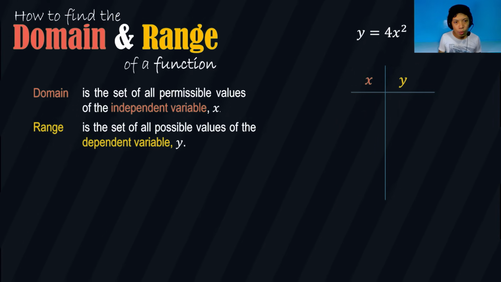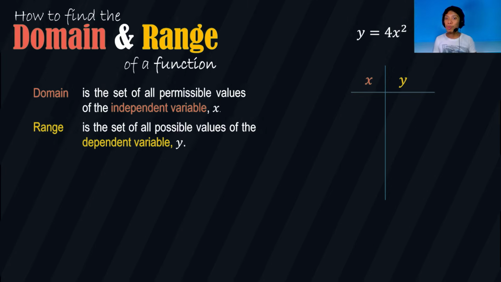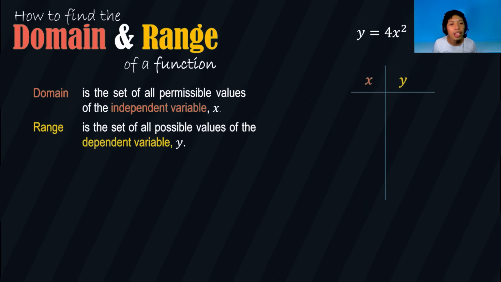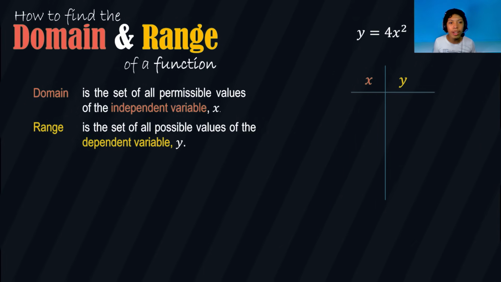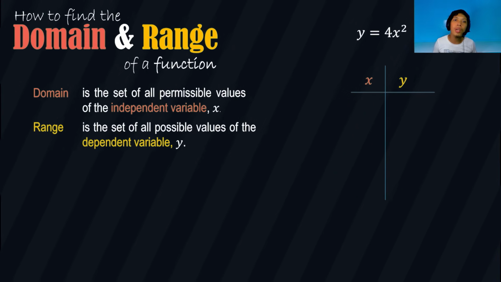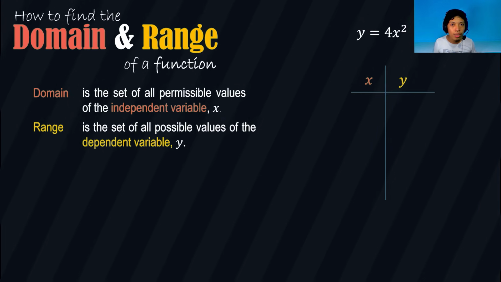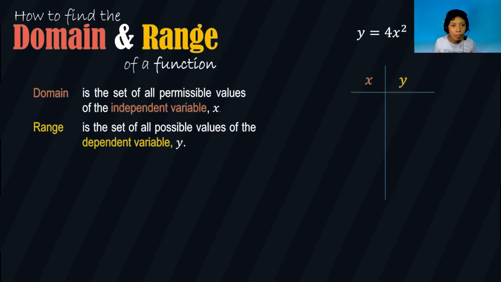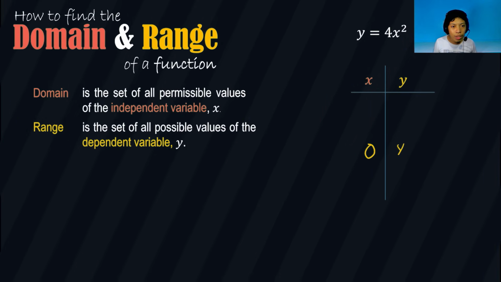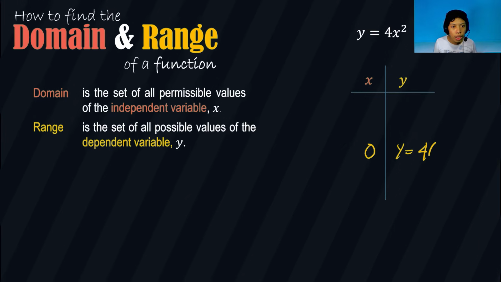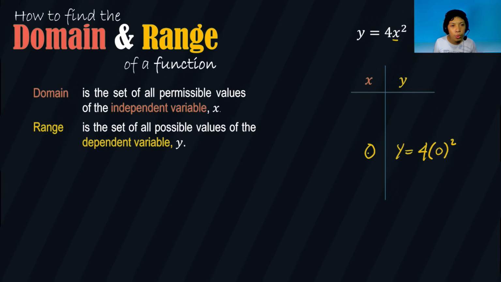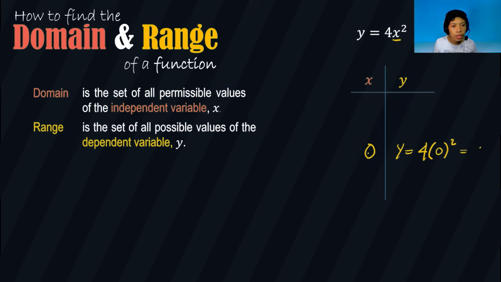Okay? Sige. Let's take an example. y is equal to 4x squared. Of course, before we find the range, let us first find the domain. So how do we find this domain? Take note ha, you have to start somewhere, preferably 0 or any number at all. Of course, ayaw pag-start ha 1 million. Okay, let's start at 0. When x is 0, what's the value of y? y is equal to 4x squared, so 0 squared. Just substitute 0 to x here. This is equal to 0.